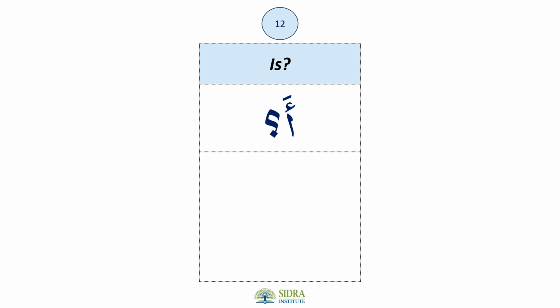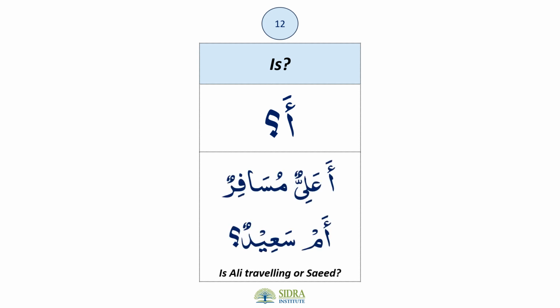Next we have أ again. But this time, the response we're looking for is not yes or no, but it's actually an entity. So repeat, a, again, a, and it means is. For example, علي مسافر أم سعيد? Is Ali traveling or Sa'id? Notice here that the response is not yes or no, but in fact it's one of the two, either Ali or Sa'id.